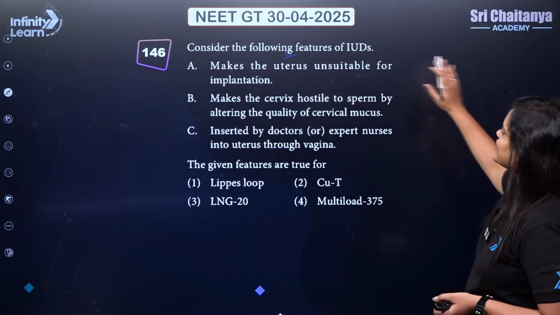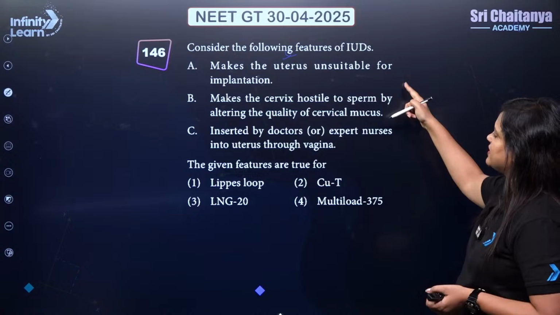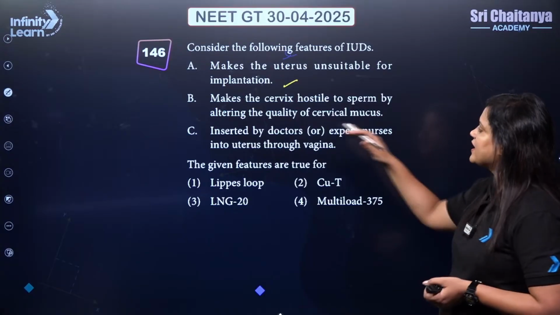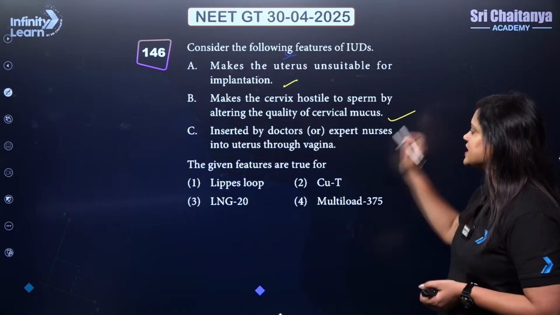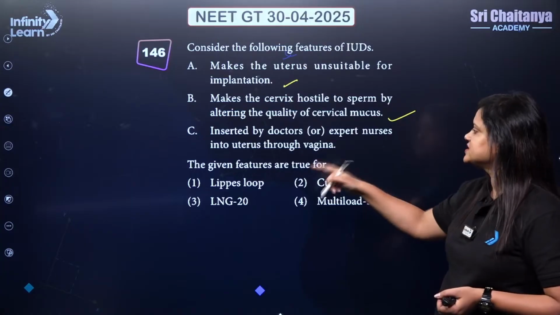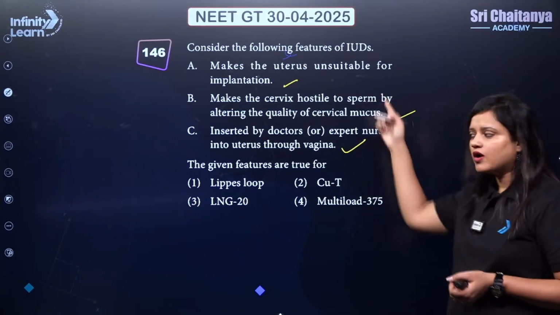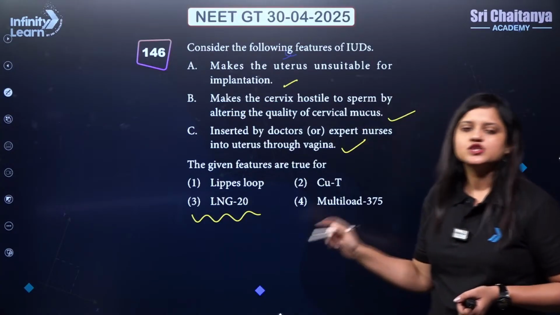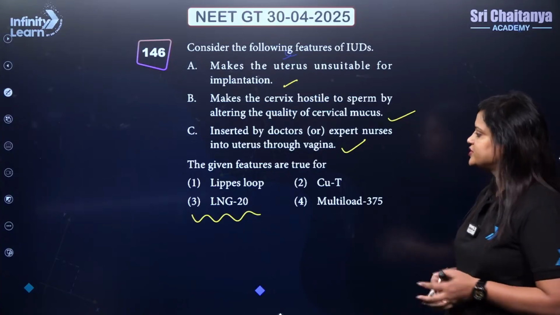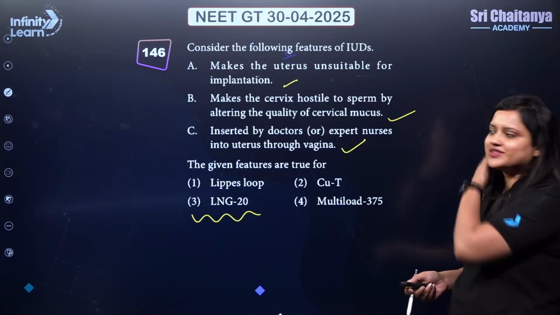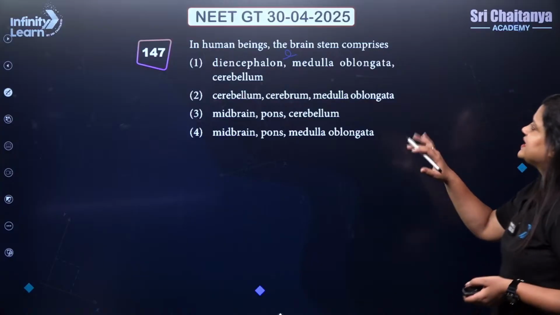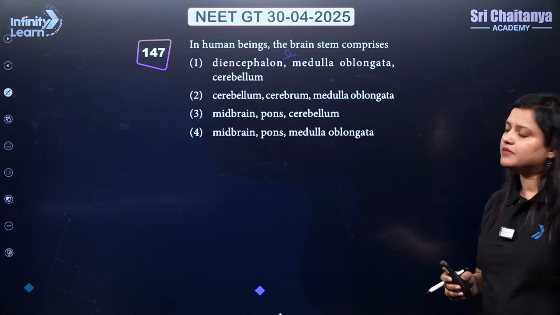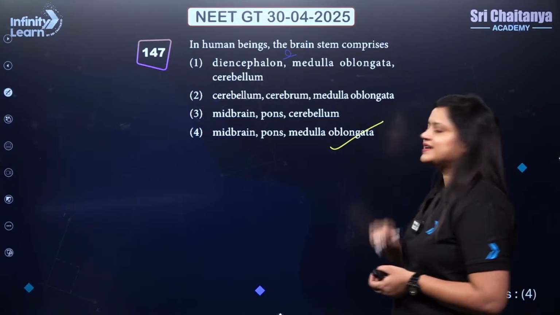Consider the following features of IUDs. Make the uterus unsuitable for implantation. Make the cervix hostile to sperm by altering the quality of the cervical mucus, and inserted by doctor or expert nurses into uterus through vagina. So all these will be the characteristic of hormone releasing IUD, that is LNG20. So I hope you guys have marked 3rd option, that is LNG20. Yes, very good. Next. In human beings, the brain stem comprises of, so brain stem is made up of midbrain, pons and medulla oblongata. So yes, correct answer is 4.